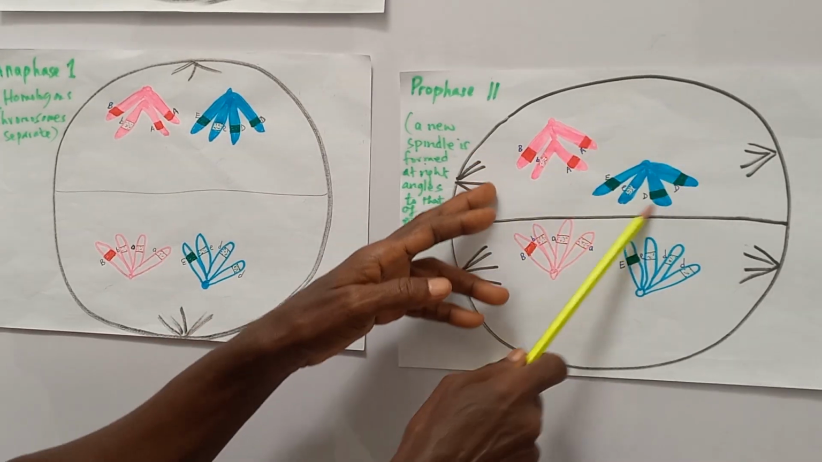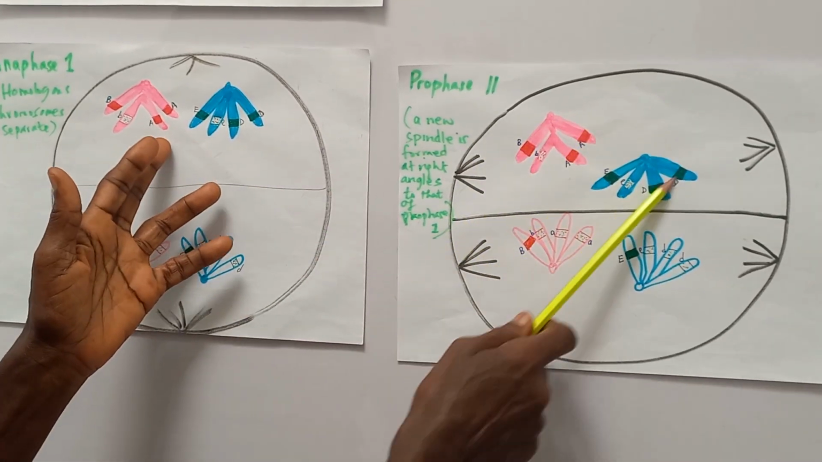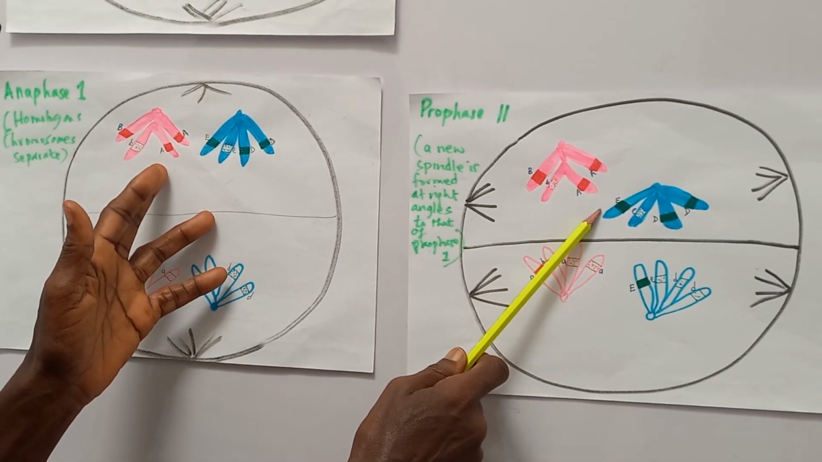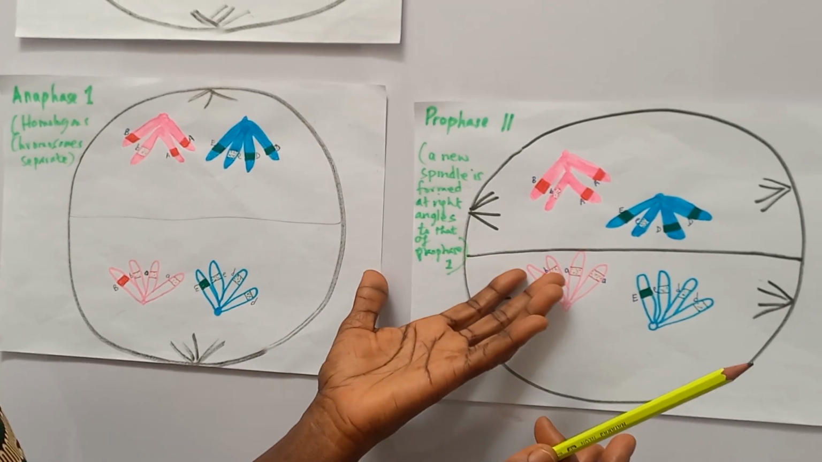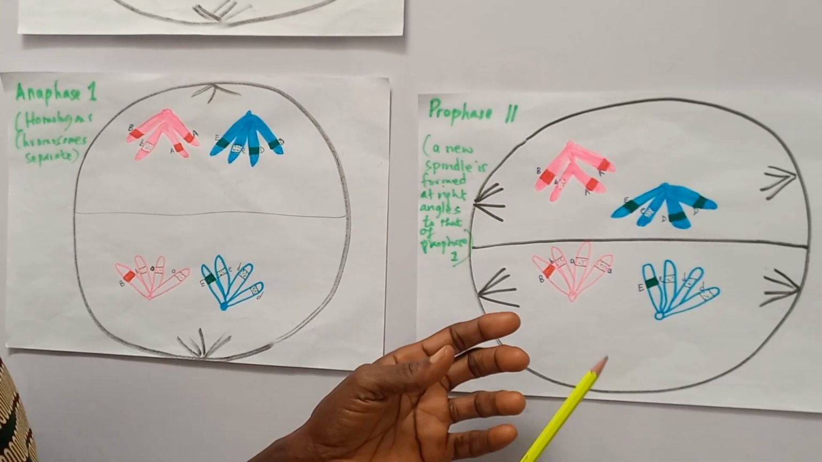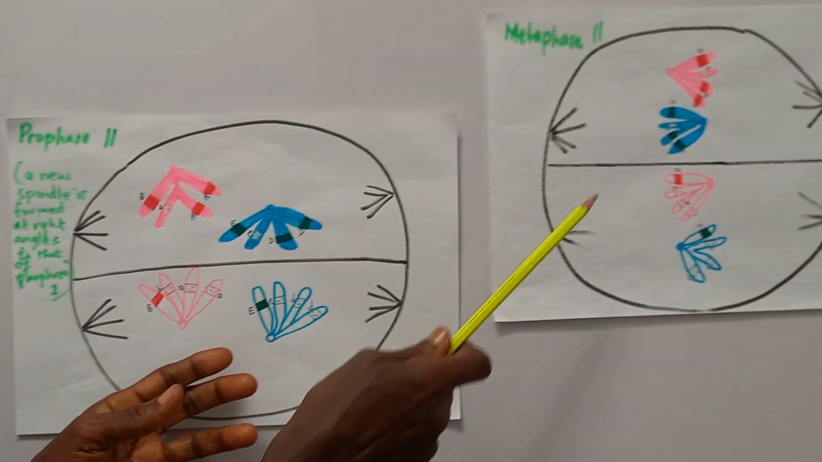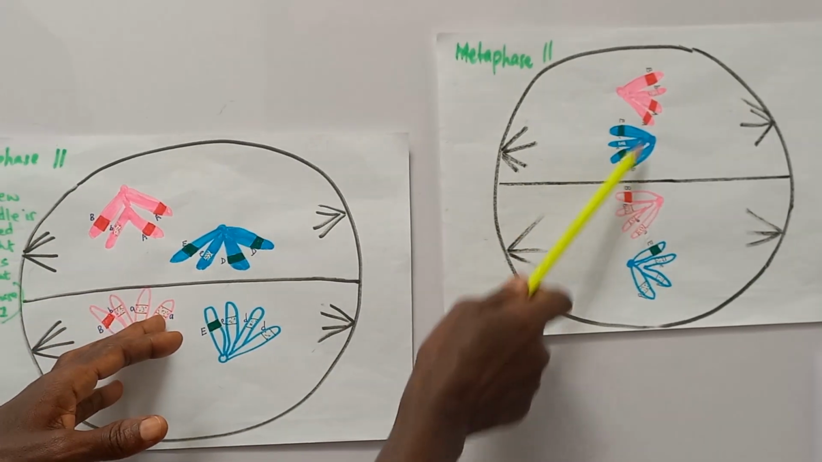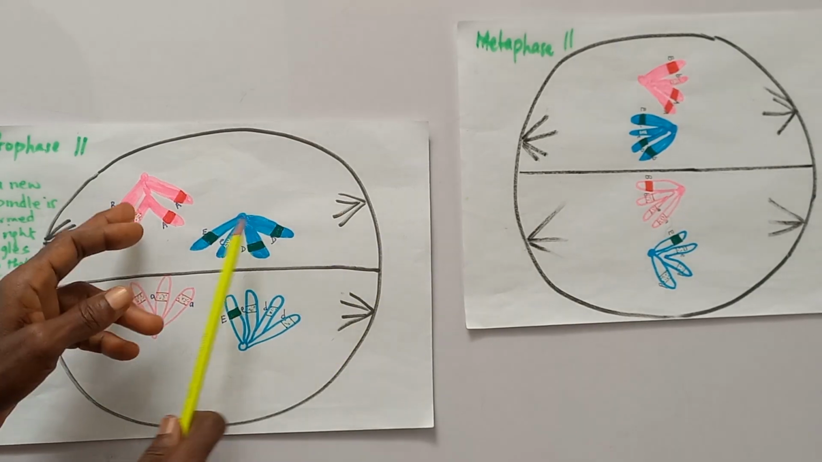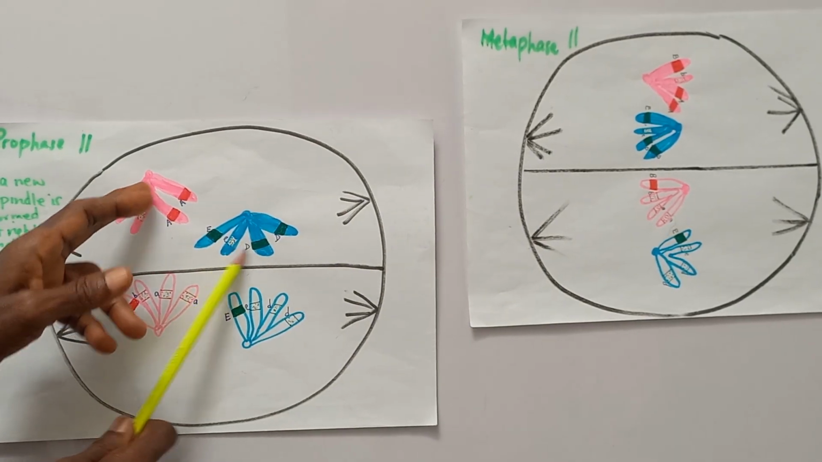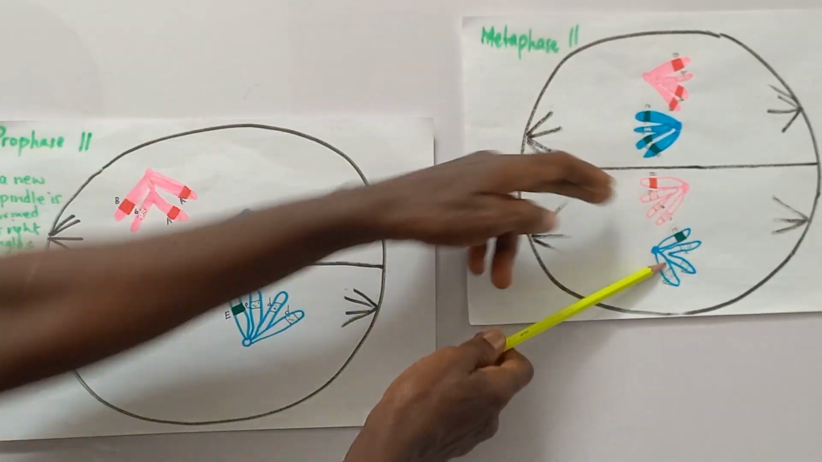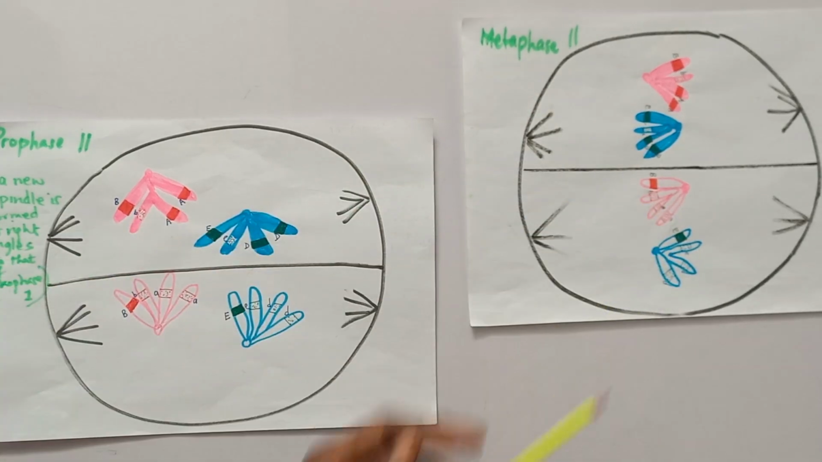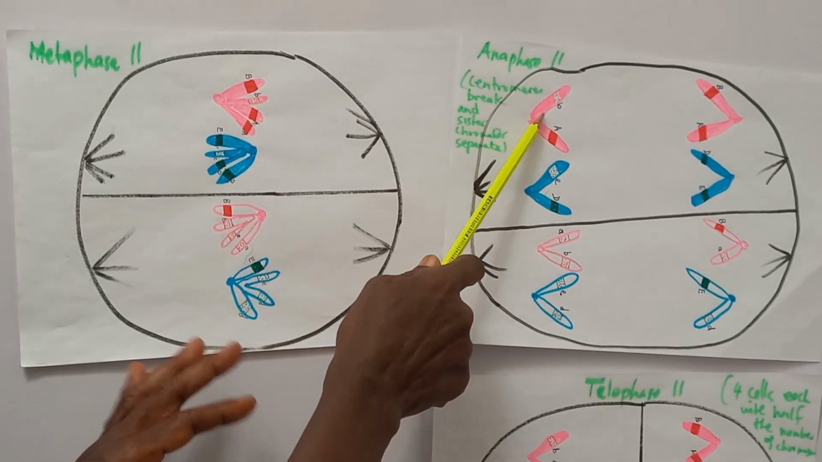So we have prophase 2 where the chromosomes are in the cytoplasm, not in any kind of arrangement. That's prophase 2. Then you have metaphase 2 where the chromosomes are lying at the equator in a single line. So you have this chromosome and that chromosome forming a single line, and that single line is at the equator. Then we have anaphase 2.